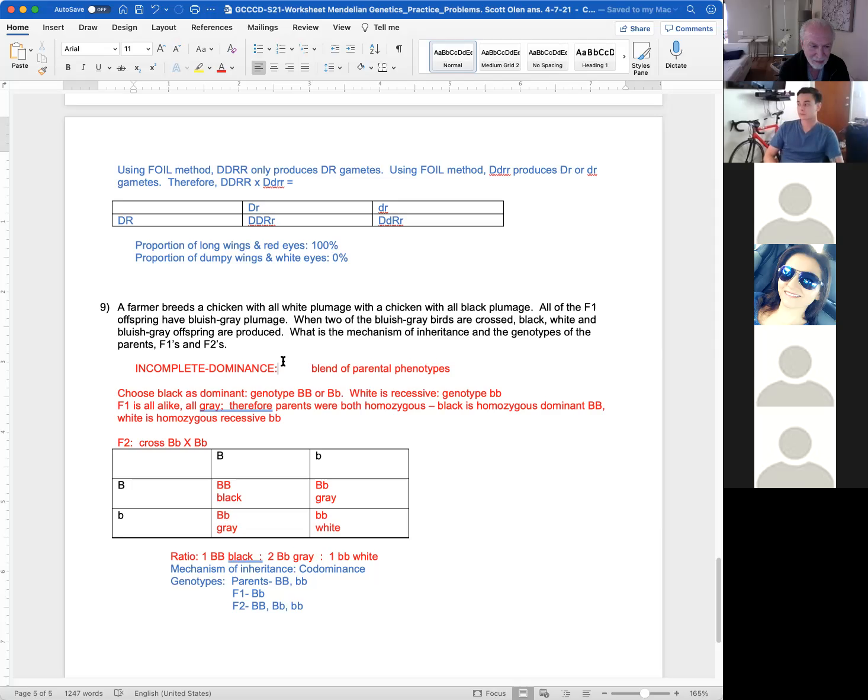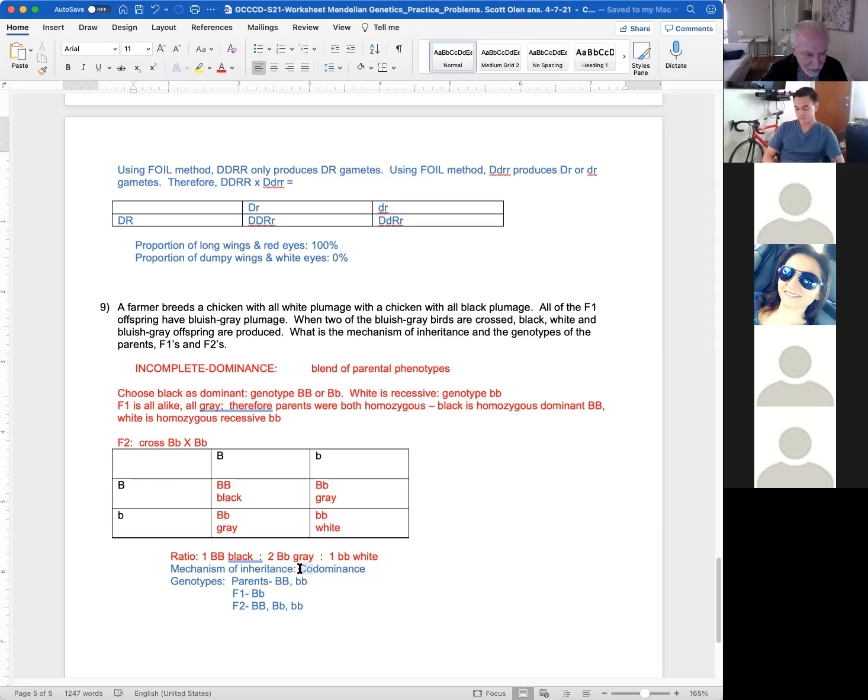Absolutely. And so then it wants to know about F2s. So then we say, okay, F2s, well, that's a cross between F1 and an F1. So that's where this little Punnett square is, where we have a heterozygote crossed with a heterozygote. And we see that we will get one black, big B, two gray, big B, little b heterozygotes, and we will get one white, little b, homozygous recessive. And again, you see this 1 to 2 to 1 ratio when you're crossing heterozygotes.